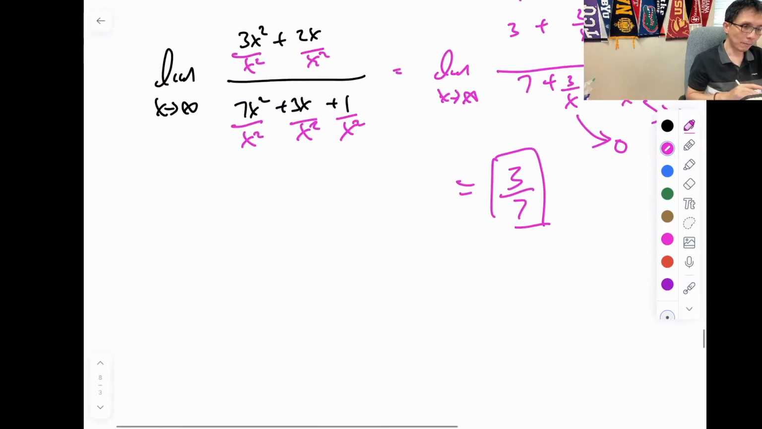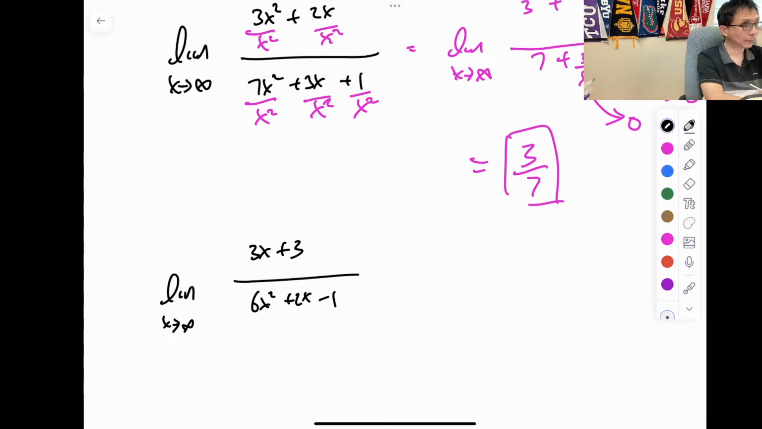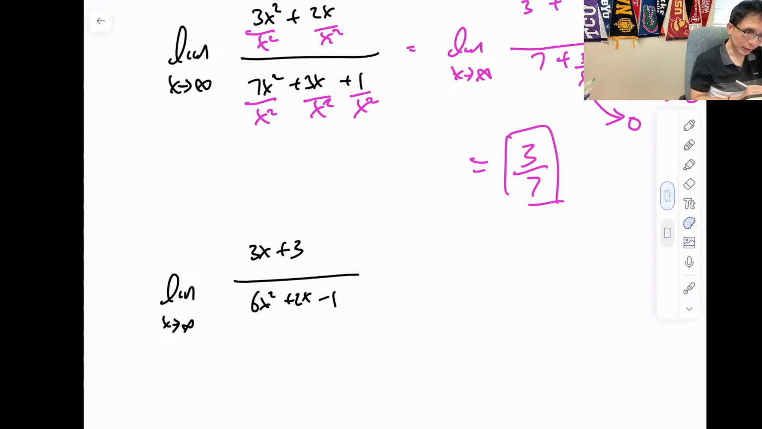Okay. So what happens if you take the limit as x approaches infinity of (3x plus 3) over (6x squared plus 2x minus 1)? Sorry, let me pick a different thing. Oh yeah, infinity is fine. What do you divide here? You divide by what? x squared. So I just pick x squared here, and here, and here, and here.